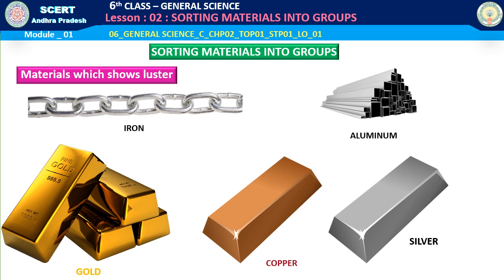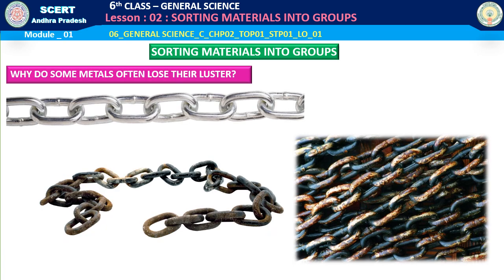Why do some metals often lose their luster or appear dull? Let us observe. Some metals often lose their luster and appear dull because of the action of air and moisture on them. So we notice the luster only on their cut surfaces.